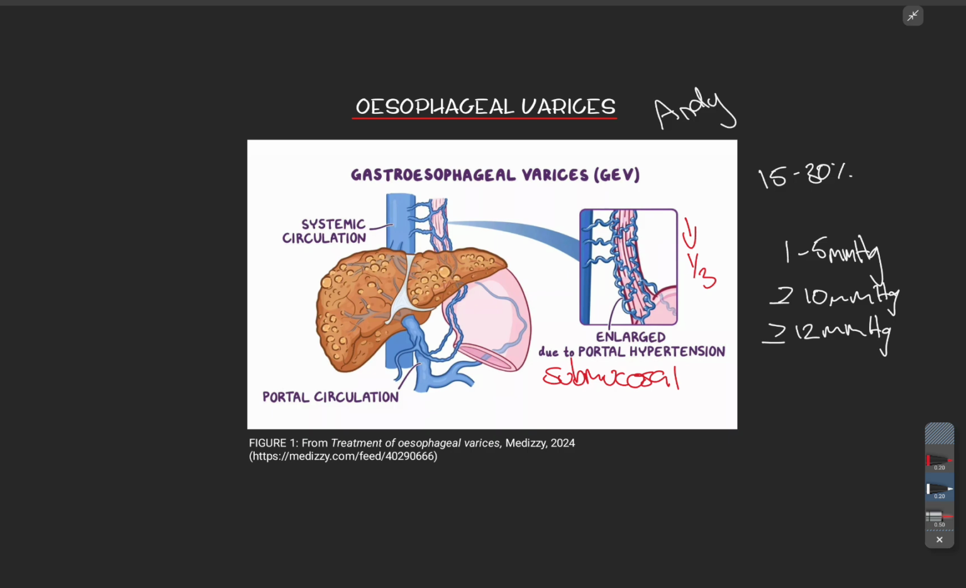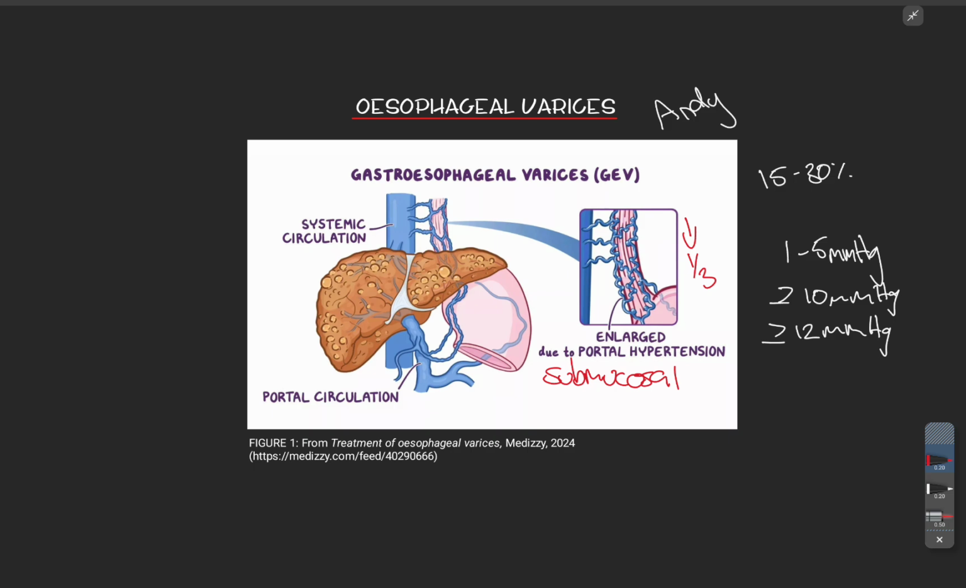The portal vein collects blood from the gastrointestinal tract and delivers it to the liver, and this process can be easily disrupted by liver scarring, also known as cirrhosis. This disease is the most common etiology, acting as a major roadblock, impeding blood flow through the liver.